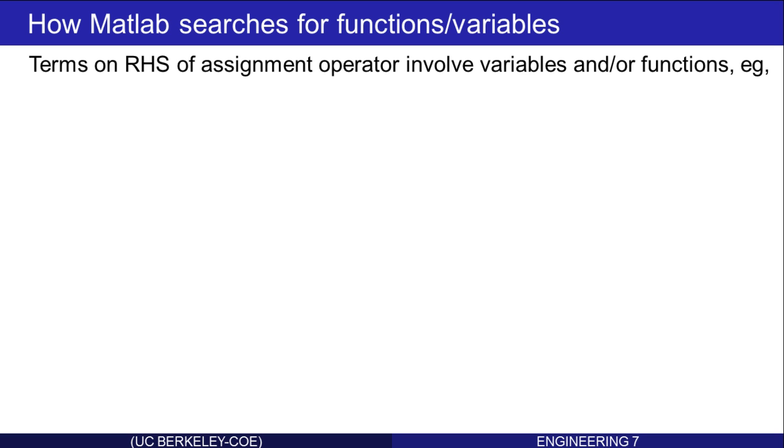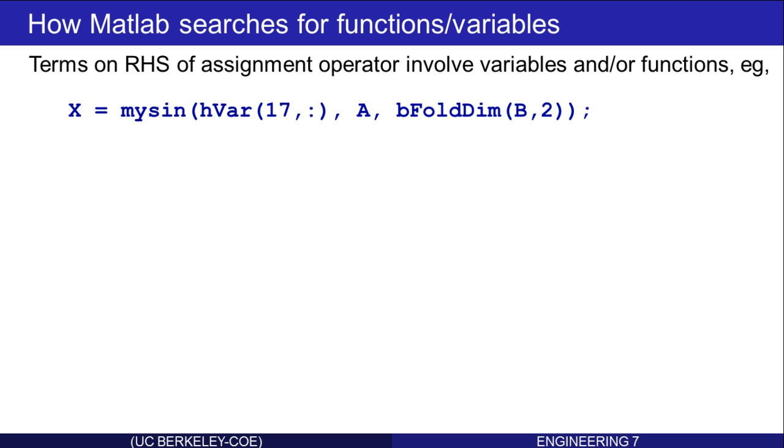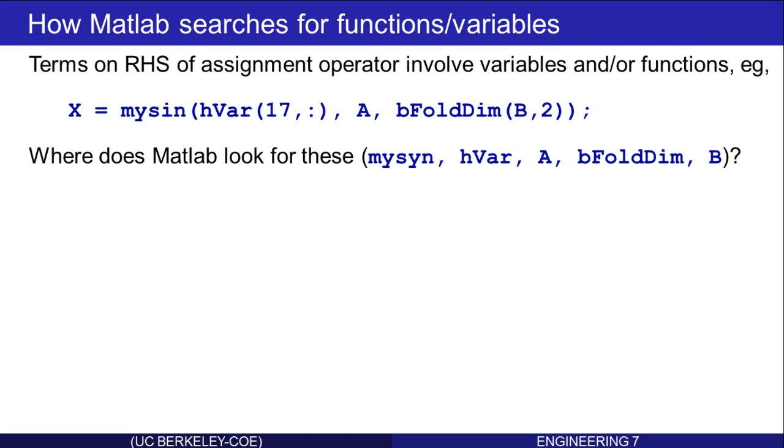Terms on the right-hand side of an assignment operator always involve variables and/or functions. For example, look at this assignment and expression on the right-hand side. There are 5 words, I'll call them, mySign, hvar, a, bfold, dim, and b, that could be functions or could be variables in the workspace. And the question we're resolving here is, where does MATLAB look for these 5 items?